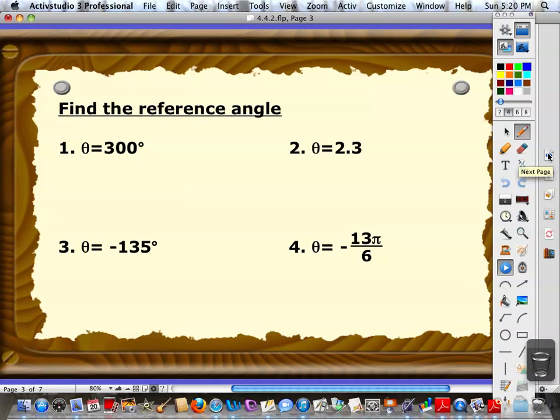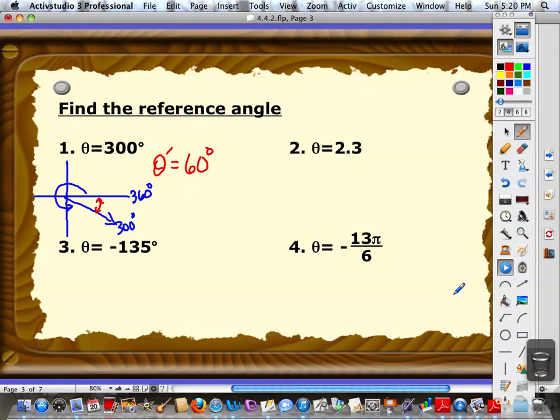So let's look at a couple examples. Theta is 300 degrees, and I want to know what its reference angle is. Well, I think, okay, where is 300 degrees? What quadrant does that fall in? Well, 300 is going to fall down here in the fourth quadrant. So what is the closest x-axis? Well, the closest x-axis would be at 360. So the reference angle is the difference between 360 and 300. So theta prime is 60 degrees.